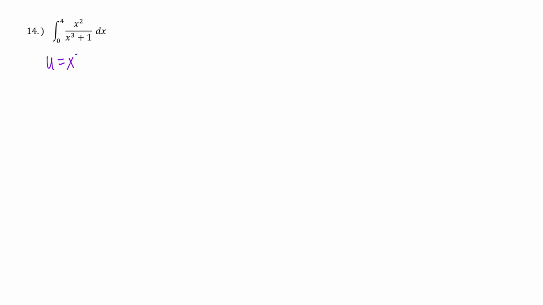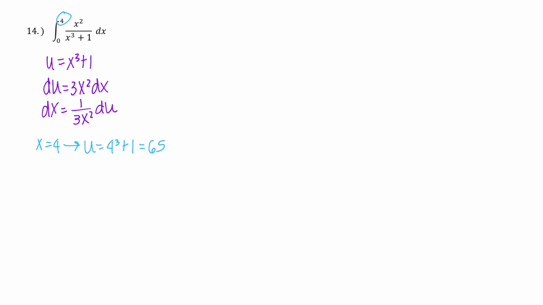So I'm going to have u equal x cubed plus 1. My du will be 3x squared dx. Solving for dx, I get 1 over 3x squared du. My top bound is 4, so x equals 4. That means my u value would be 4 cubed plus 1. So that's going to be 65.